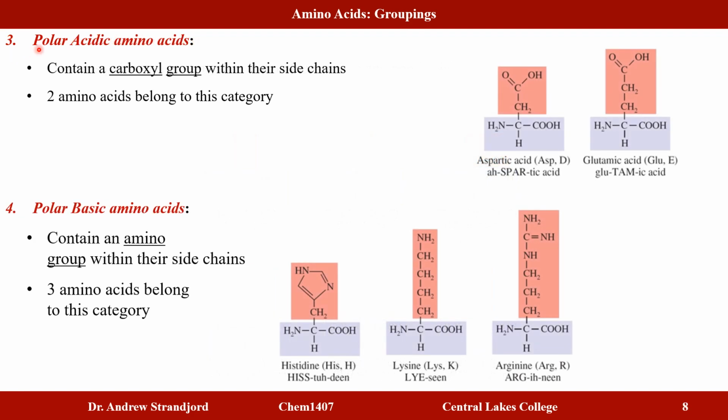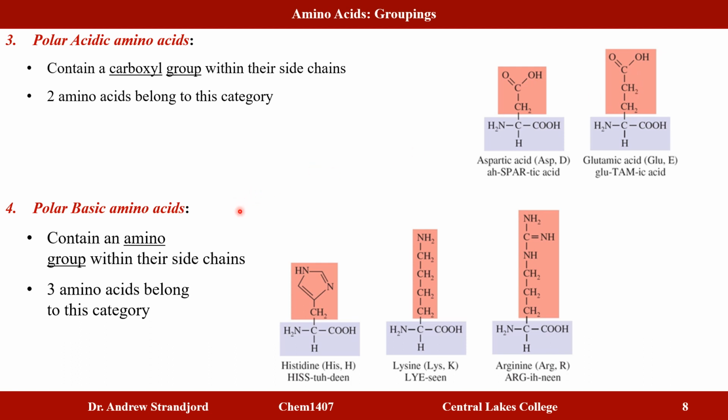The last 2 categories are polar acidic amino acids. They typically contain a carboxylic acid group for their side chain. One of them is aspartic acid, and another one is glutamic acid. Notice they both have a carboxylic acid group out here, one separated from my alpha carbon by 1 methylene group, and the other one separated from my alpha carbon by 2 methylene groups.